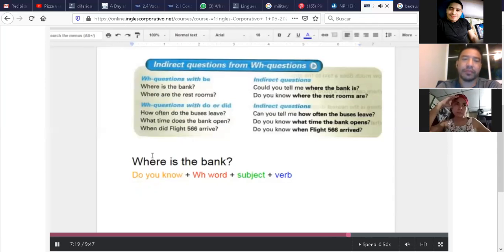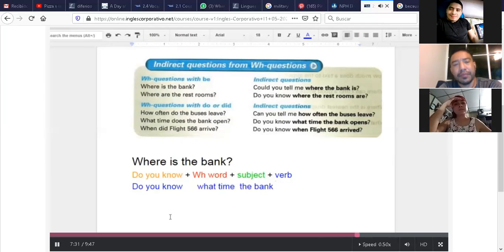So let me go ahead and write that example now. Do you know? That follows the WH word. So in this case, it is what time. Then that follows the subject. And one thing that I want you to notice here is that in our indirect question, we remove the auxiliary verb. So we don't include does or do. It no longer exists in our indirect question. Do you know what time the bank opens?